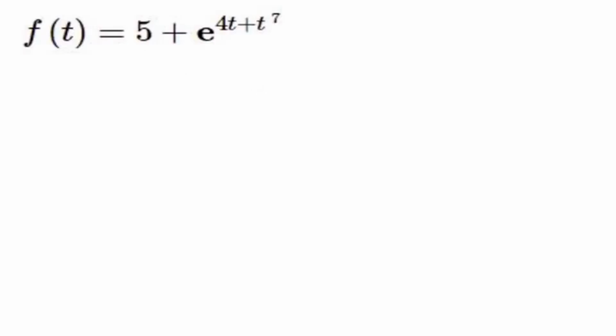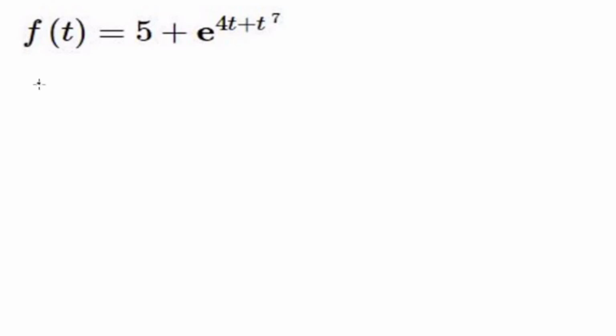So this is our fourth question here. As you can see, it's got an exponential. So we have f(t) is equal to 5 plus e to the (4t plus t to the 7). So quite a tricky one. Pause and have a go. We're differentiating with respect to t, and come back when you're ready to solve it.